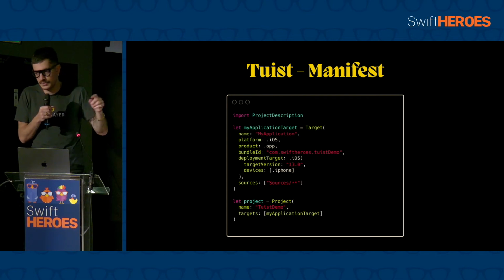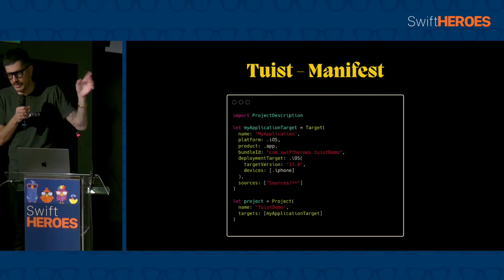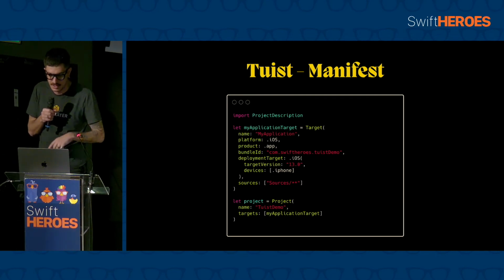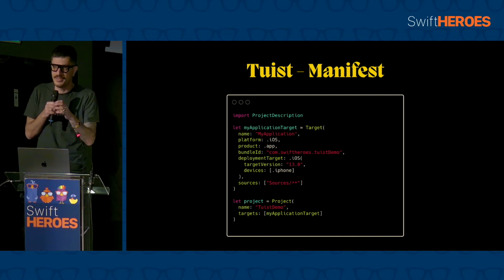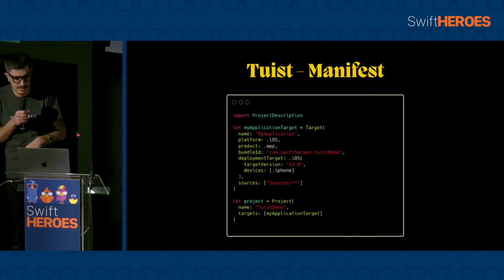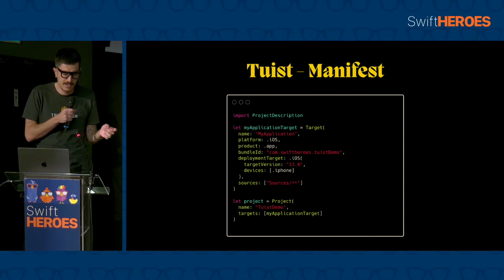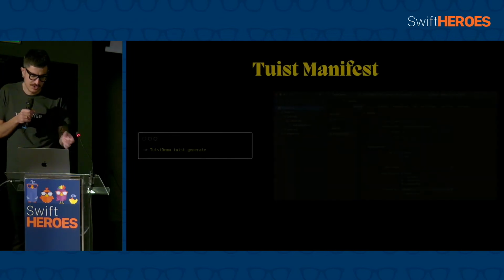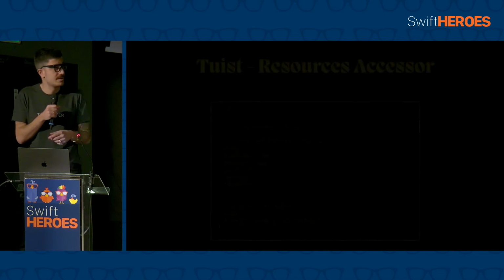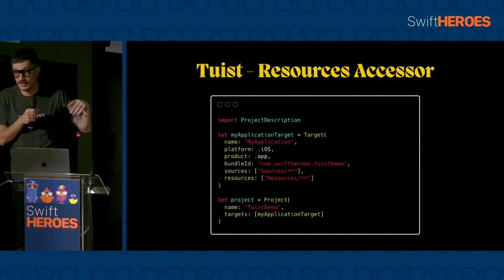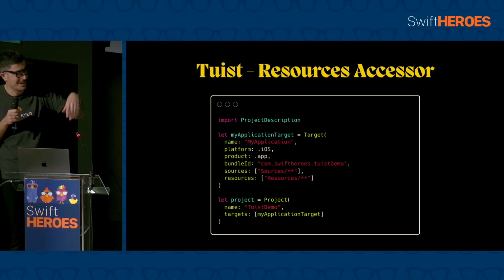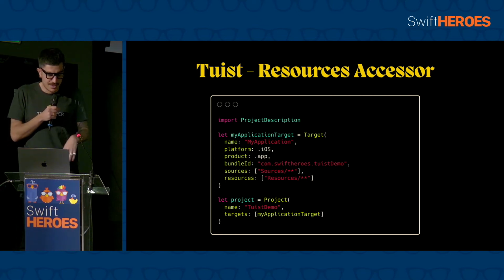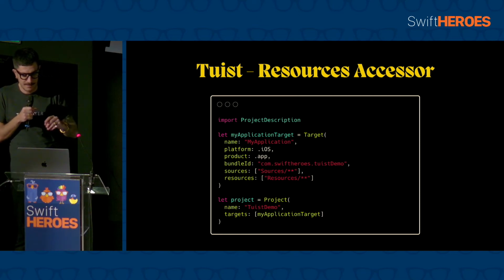The only thing we need to do is create a variable called project of type Project. We give it a name, which would be the name of the workspace being created. And then we assign the array of targets that we want to include in that project. So if we jump to our root directory and run tuist generate, it's going to create our Xcode project with everything. So basically, everything is nice.